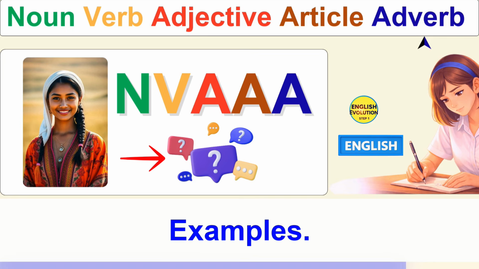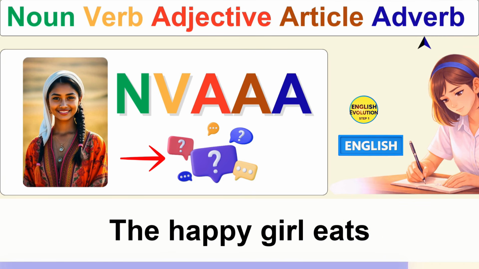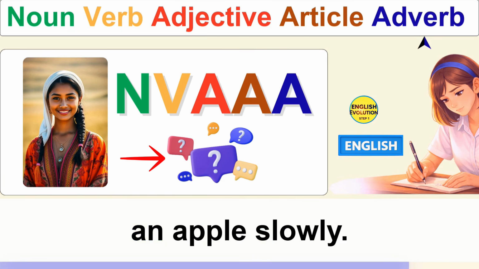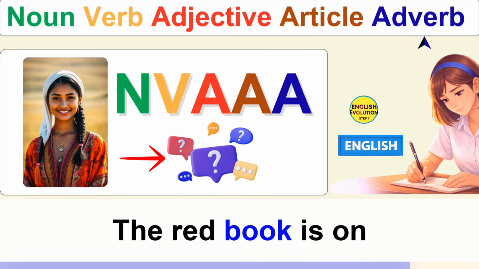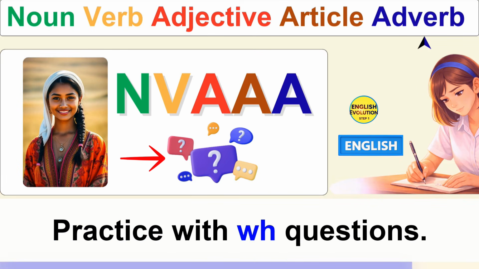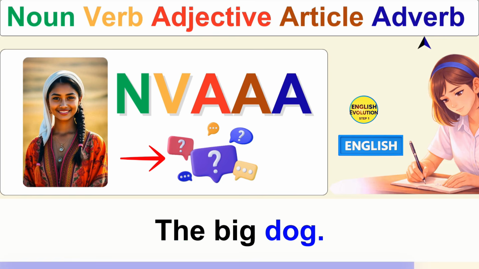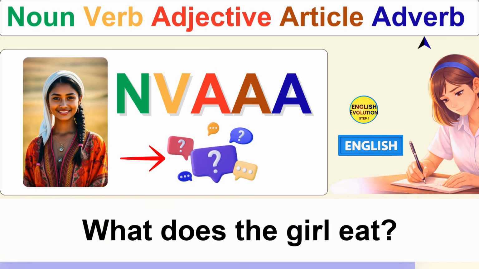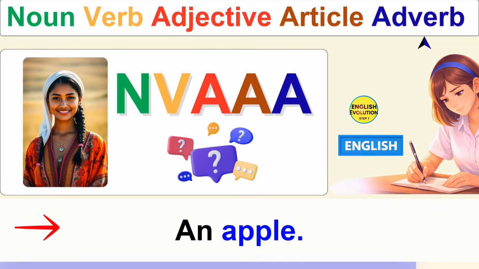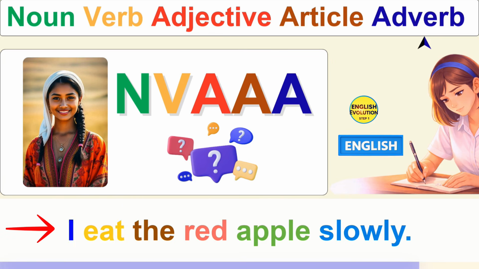Examples: The big dog runs quickly. The happy girl eats an apple slowly. The red book is on the table today. Practice with WH questions. Who runs quickly? The big dog. What does the girl eat? An apple. How does she eat? Slowly.